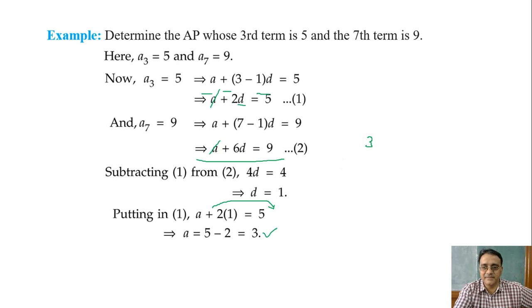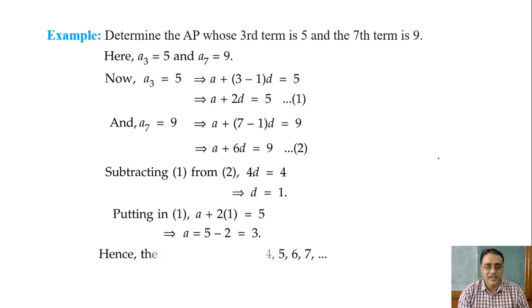What is the second term? 3 plus 1, that is 4. Next, plus 1, 5. Next, plus 1, 6. Next, plus 1, 7. Okay, so there is no need to show this further. We can write directly. Hence the required AP is 3, 4, 5, 6, 7, and so on. Okay. So any doubt here?